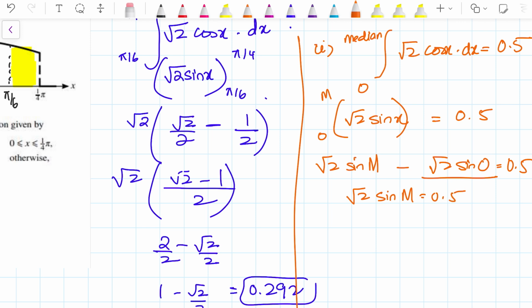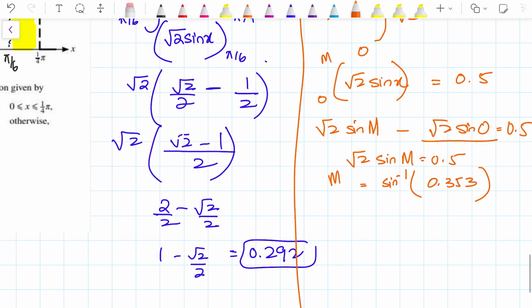0.5 divided by root 2, we get 0.353. Sine inverse gives you m. So my answer is 0.361. This is my median value.